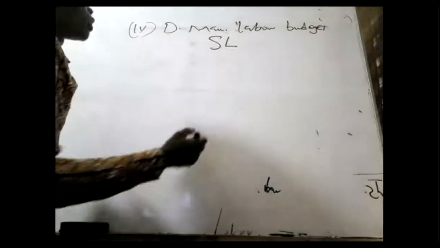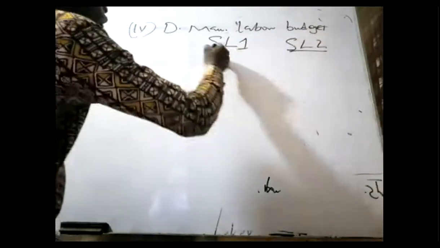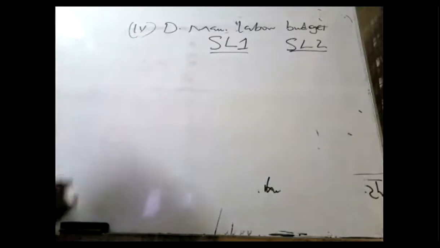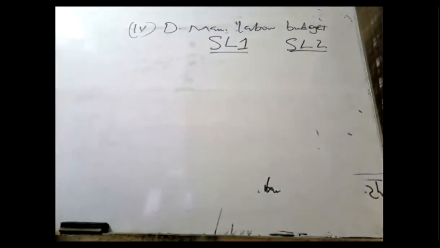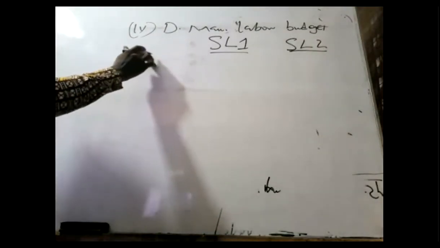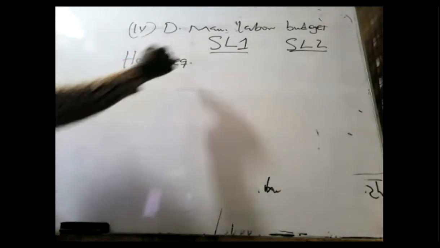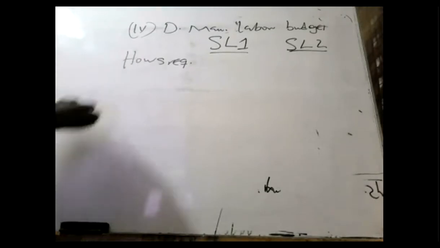Now, start with skill labor, or skill labor 1, senior staff, and then junior staff, grade 1 and grade 2. Now here we need to find the hours first before we can find the price. So now, hours required. Tell the examiner.